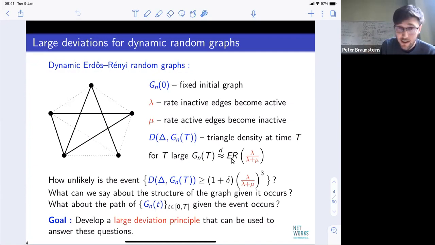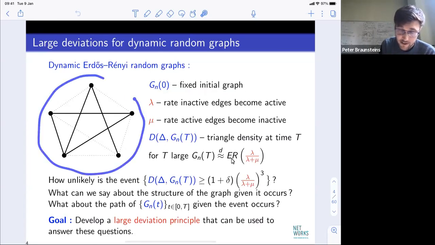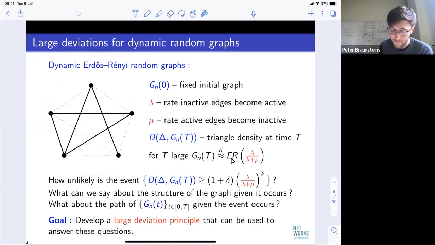Okay, so in these dynamic Erdős-Rényi random graphs, we have a fixed initial graph. Okay, so this is potentially our fixed starting graph. Each edge is going to become active at rate lambda. Okay, so here's an edge that's currently inactive. And we're going to say that this edge becomes active at rate lambda.